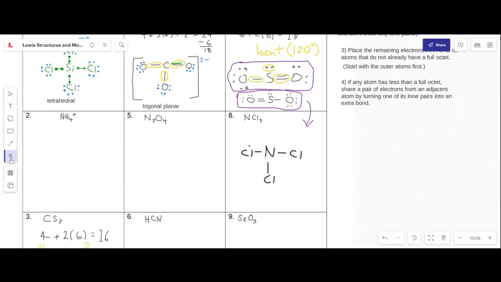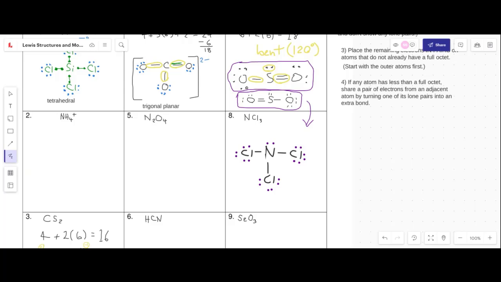And if you did the Lewis structure correctly, you'd have 3 lone pairs on each chlorine, and you'd have 1 lone pair on the nitrogen. So how many electron domains are around the central atom here? Central atom, of course, is the nitrogen. How many electron domains are on the central atom?